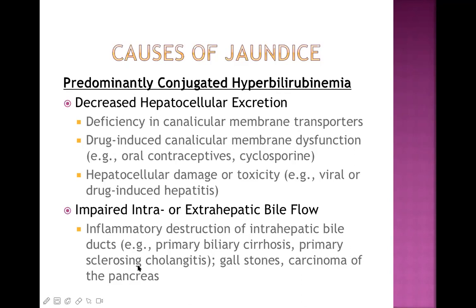Primary sclerosing cholangitis is one of the manifestations of ulcerative colitis, which you have studied before. So the name itself suggests it is sclerosing cholangitis. Sclerosing means fibrosis. Cholangitis is inflammation of the bile duct. So the bile duct is getting narrowed as well as inflamed. So definitely there will be obstruction.